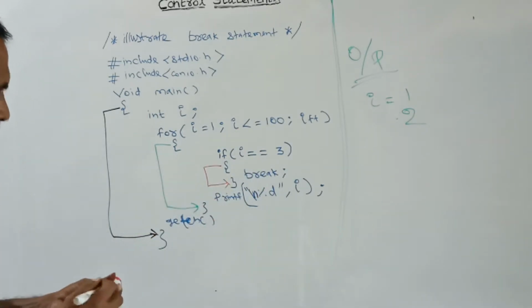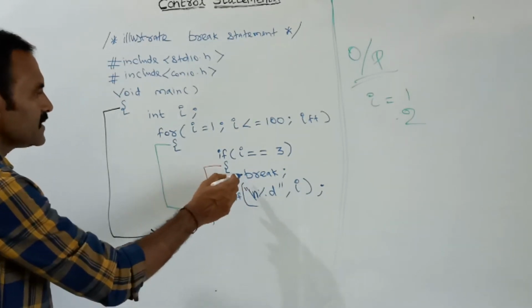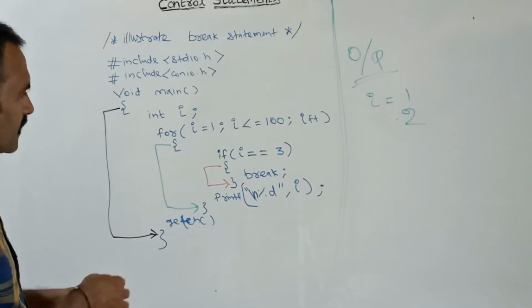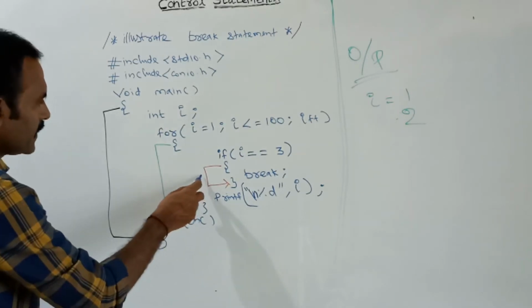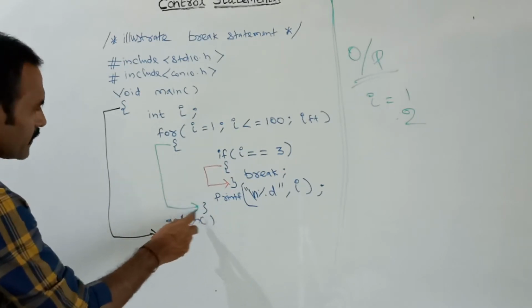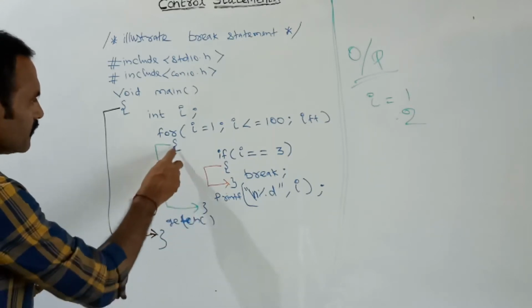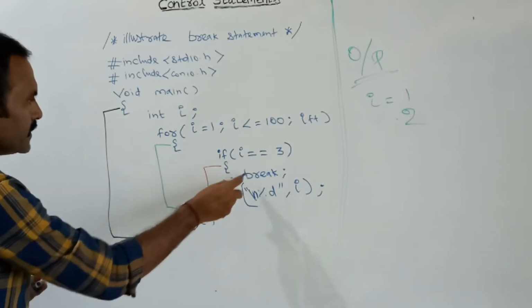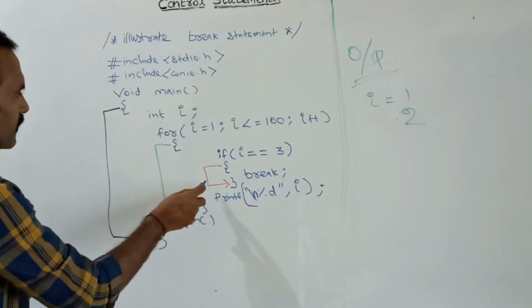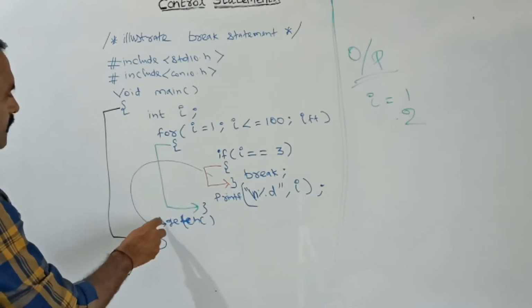So here the loop will be broken and it will go to the next statement after the loop. After the loop it will directly come outside; the loop is completed here, it will jump outside of the body of the loop. This is the body of the loop. Once I is equal to 3, it will jump and come here. If the condition is true, then it will come here.